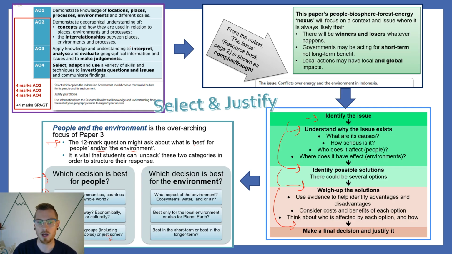And so forth. And if it's about the environment, then one, what parts of the environment are we talking about? Ecosystems, water, land, air. Two, is it only impacting the local environment, or are we talking about it globally? Again, go back to scale, local to regional, national, global. And again, what's best for the environment? Think short term to long term. So this is a way for you to unpack and help you decide which choice to make.